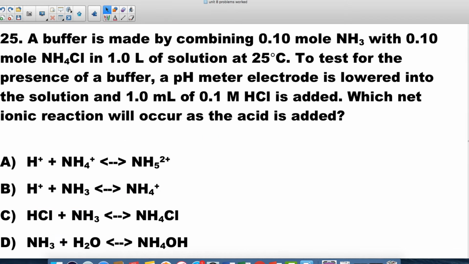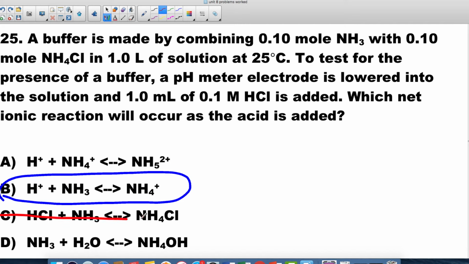Same data set as before, same question stem as before, except now it wants to know what is the net ionic reaction that will happen. The H plus will combine with the NH3, giving you NH4. C is not right because the strong acid would have been pulled apart.